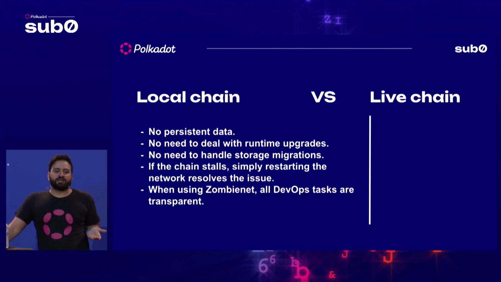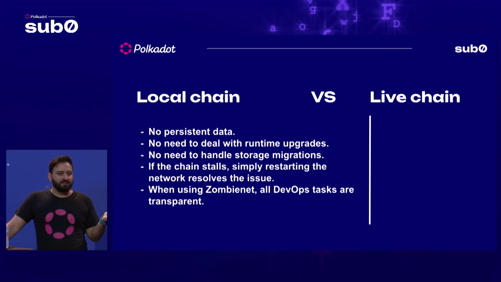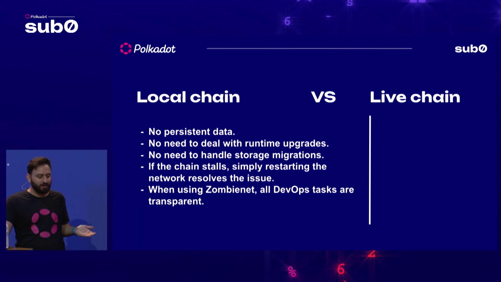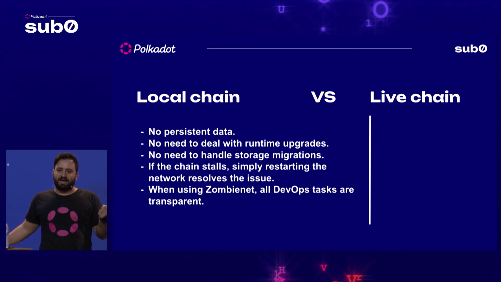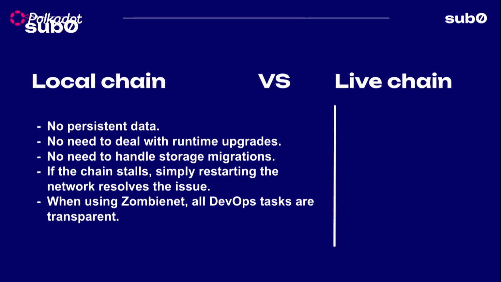Trappist started as a local chain. So basically, easy, we just grab ZombieNet and start the whole network, right? Very fresh from scratch. And what this means is we don't have persistent data. We don't need to deal with runtime upgrades or storage migrations. So if the chain stalls, it was perfect, what do we do? Control-C, up, start again. My life is great again, right? So beautiful, beautiful feeling. And of course, DevOps off. ZombieNet, right, for the win. All those efforts were done by ZombieNet.